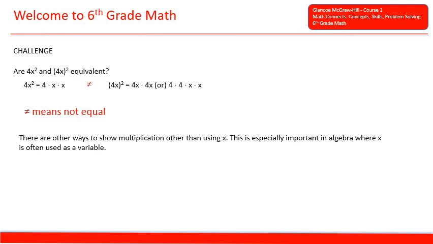There are other ways to show multiplication other than using x. This is especially important in algebra where x is often used as a variable. So if you're using x for a multiplication sign, it can get confusing when you're using x for variables as well. So 4x means 4 times x. 4 dot x means 4 times x. And 4 parentheses x means 4 times x.